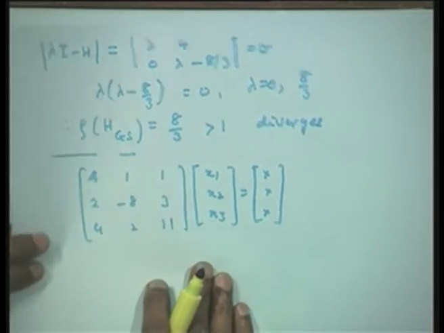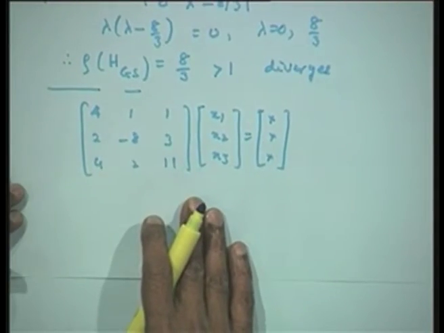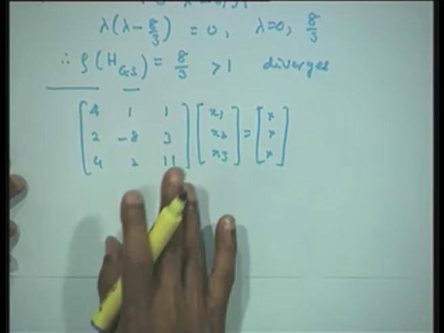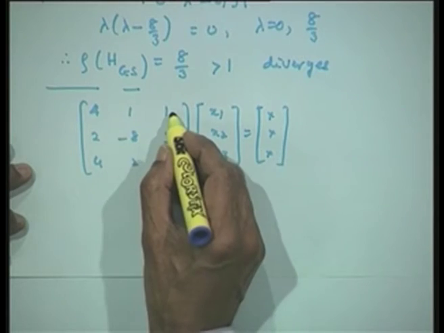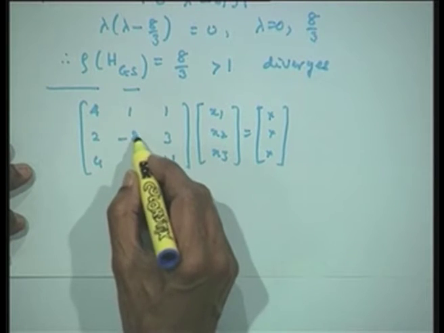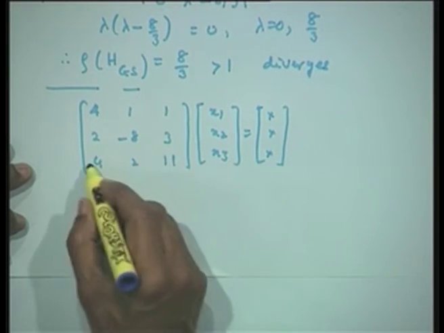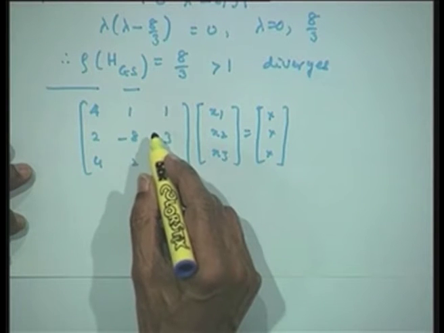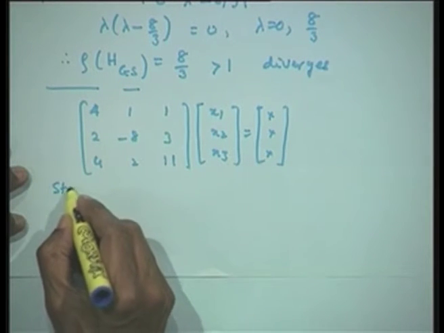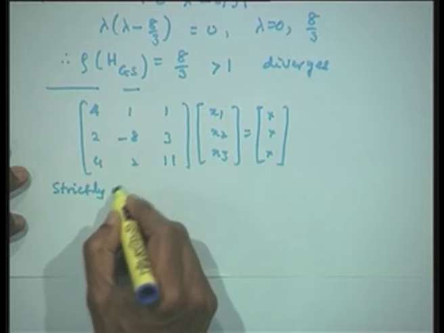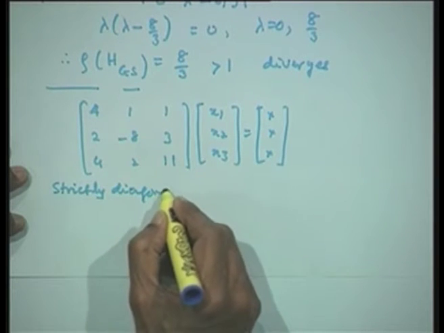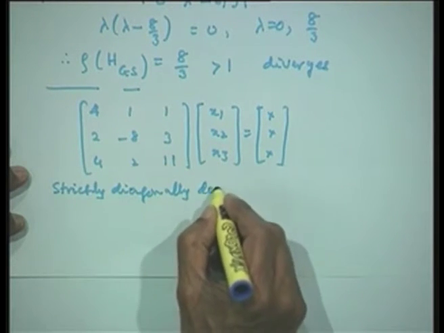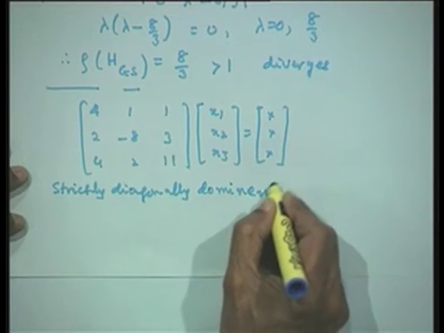I can state that this system will converge for any method, Gauss-Seidel, successive relaxation, or, if it is symmetric, the others as well. All of them will converge because 4 is greater than 2, the magnitude of minus 8, 8, is greater than 5, and 11 is greater than 6. Therefore, this is a strictly diagonally dominant system.